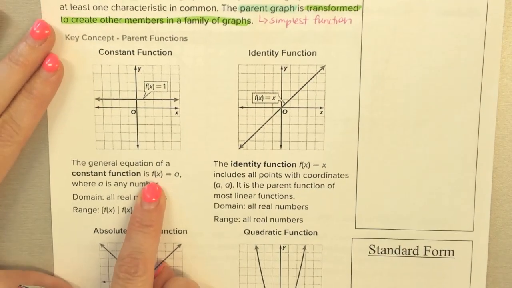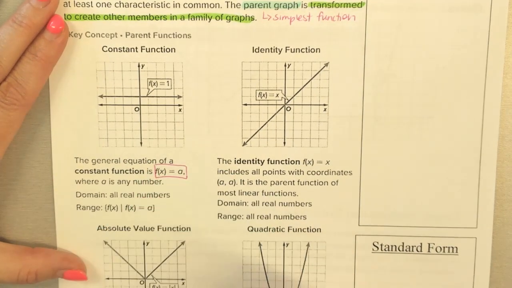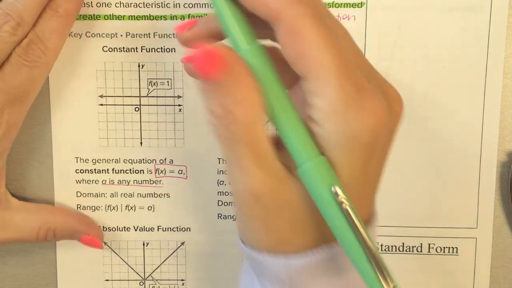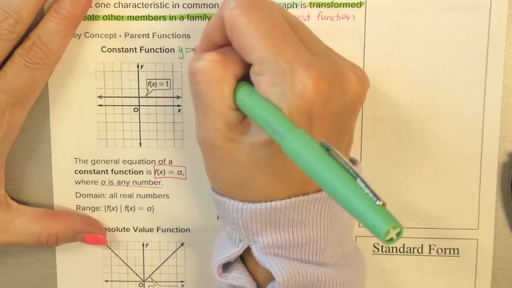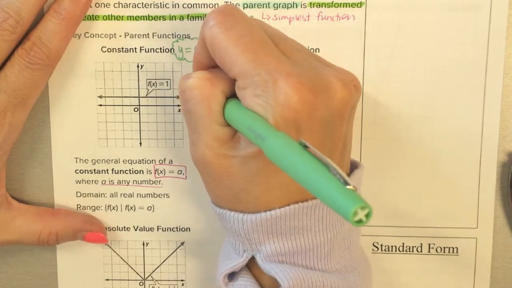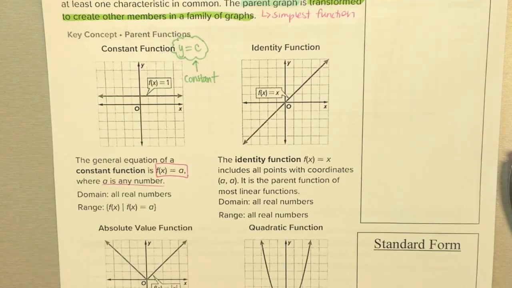Okay, so the constant function is the first one we're going to talk about. They're going to use function notation. So f of x is equal to a, where a is any number. You may have also seen this as y is equal to c, okay, where c is a constant term. A constant term is just a number. So we were working with constants yesterday. We had y equals 4. The output was always 4.